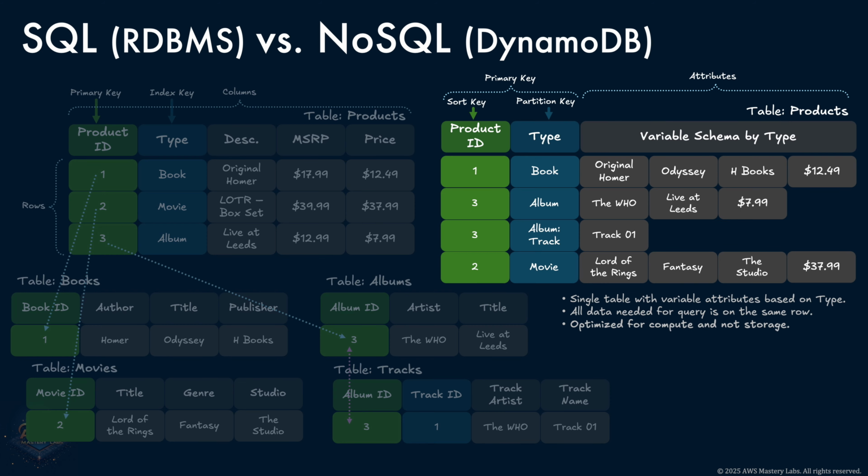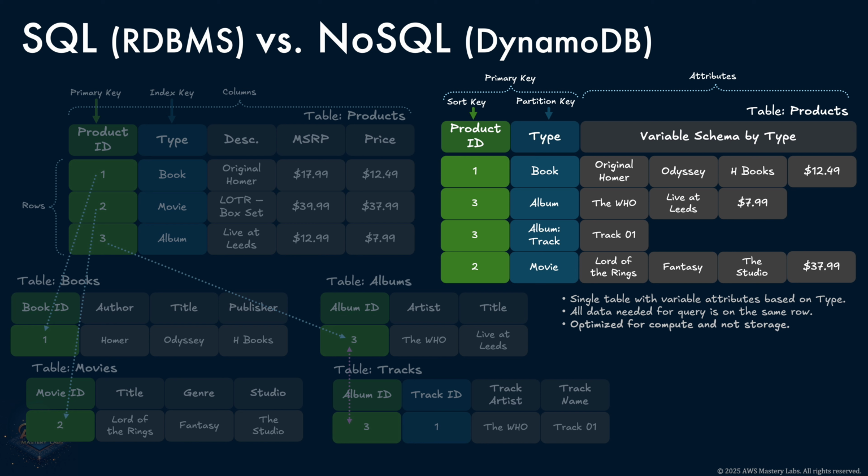Now, on the right side of the illustration, we see how the same product catalog could be modeled in a NoSQL database like DynamoDB. Instead of breaking up the data across multiple normalized tables, here we use a single table design that consolidates all product information, regardless of type, into individual items within one table. The table uses a composite primary key, where the partition key is the product type, such as book, album, or movie, and the sort key is the product ID. This allows for logical grouping of items by type while maintaining uniqueness across all products.